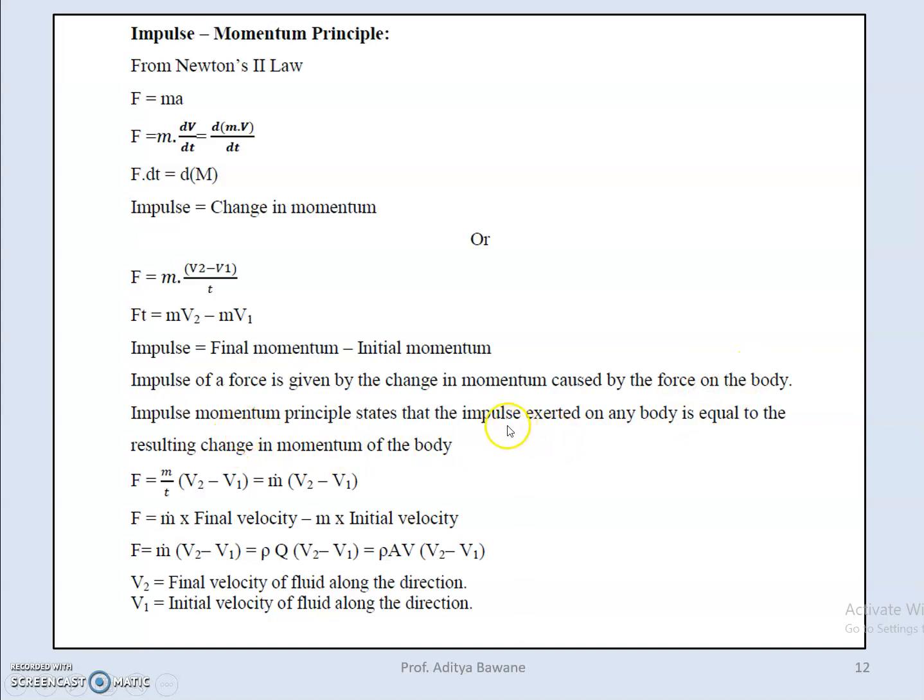State the impulse momentum principle: the impulsive force exerted on a body is equal to the resulting change in momentum of the body. Again the same thing, force equals m by t, (v2 minus v1), so final minus initial velocity. So I can rewrite m dot equals rho a v. So what is v2 in this case? Final velocity of fluid along the direction. And what is v1? Initial velocity of fluid along the direction of the jet or fluid.